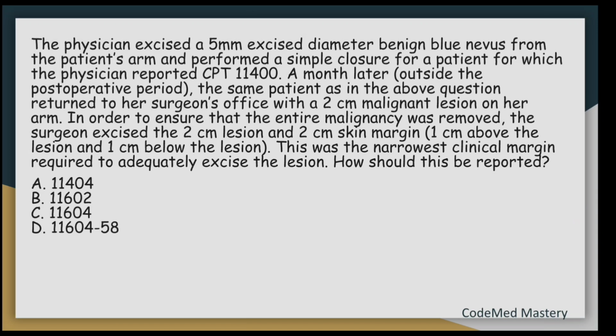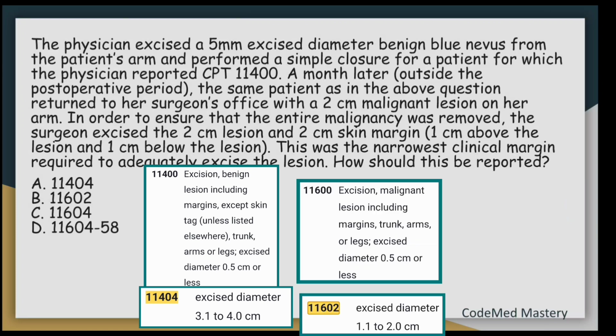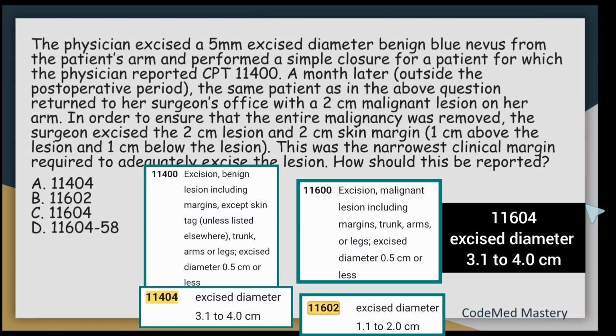Option A, 11404, is for excision of benign lesion including margin except skin tag, trunk, arms or legs, excise diameter 3.1 to 4.0 cm. In option B, the code 11602 is for excision of malignant lesion including margin, trunk, arms or legs, excise diameter 1.1 to 2 cm. Option C, 11604, is for excision malignant lesion including margin, trunk, arms or legs, excise diameter 3.1 to 4 cm. And option D, along with the code 11604, has appended modifier 58. So which among these is the right one?